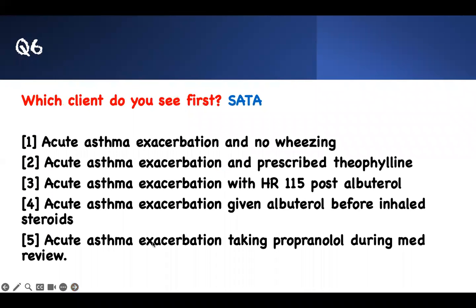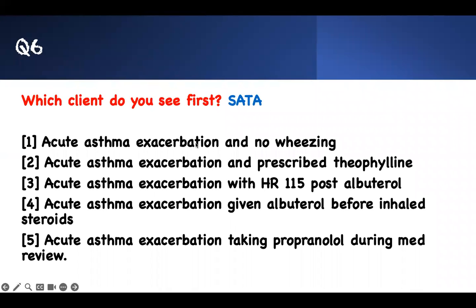Number 6, which client do you see first? Same thing, asthma. Nowadays, I take one disease and go down the list to show you how they can set up a question. They're not going to put it together like that, but it shows you the key thing to focus on for each diagnosis. Asthma exacerbation and no wheezing. This is what we call what? You have to be sharp.